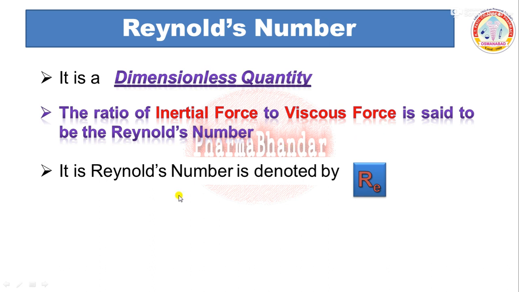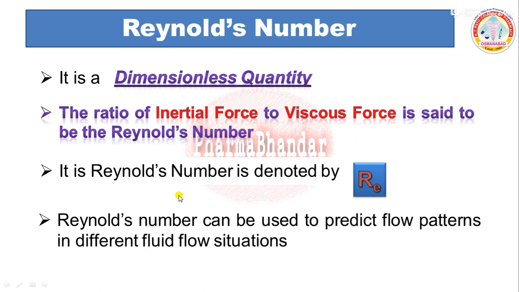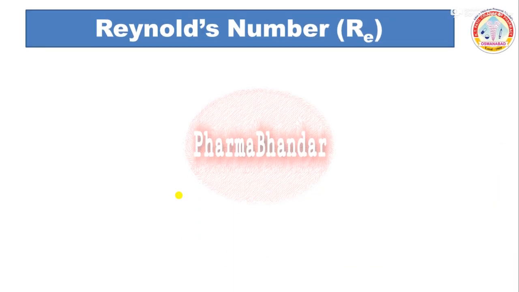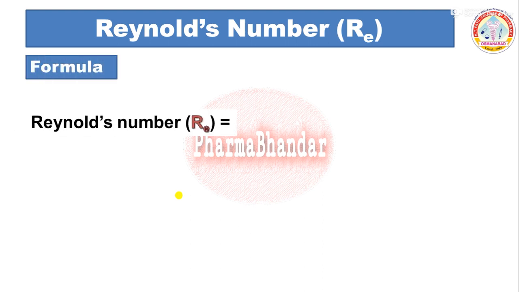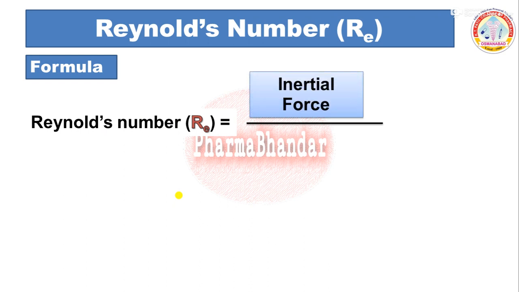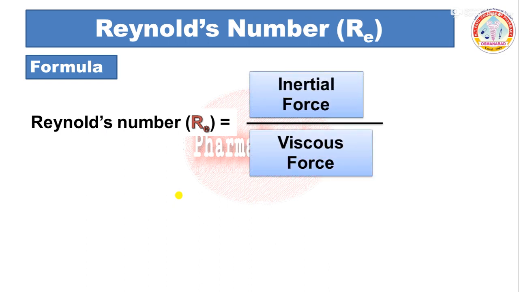This Reynolds number can directly be used to predict the flow pattern in different fluid flow situations, when the fluid is flowing through the pipe or through the plates. So let's see the derivation of the Reynolds number equation. As per definition, the Reynolds number is the ratio of inertial force to the viscous force. This equation signifies that the Reynolds number is directly proportional to the inertial force, and inversely proportional to the viscous force.